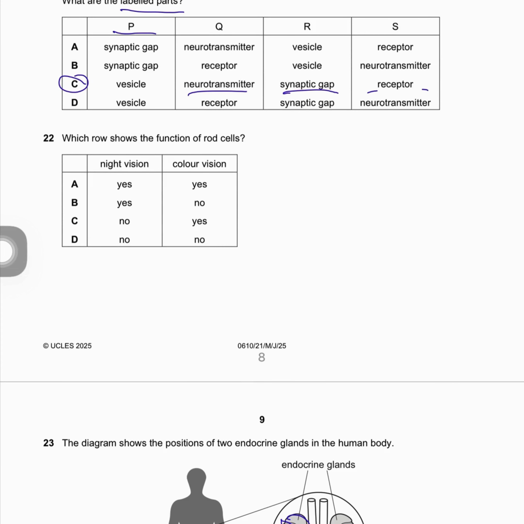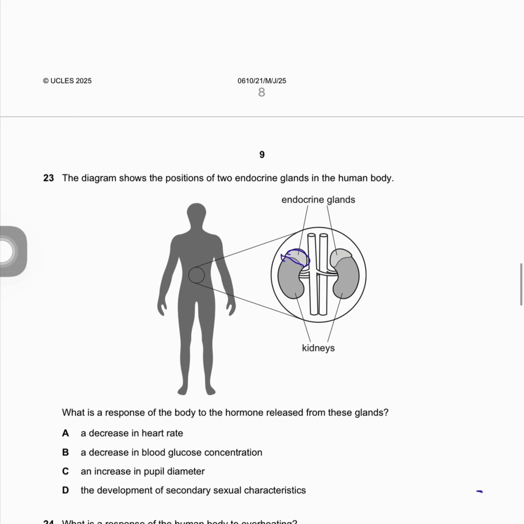Next, 22. Which row shows the function of rod cells? Rod cells are used for dim light, while the cones are for colored light. Okay, so is it for night vision? Of course. So it's A or B. C and D are wrong. Color vision, does it see the color? What do you think? No, cones are the ones which see color, so the answer is B.